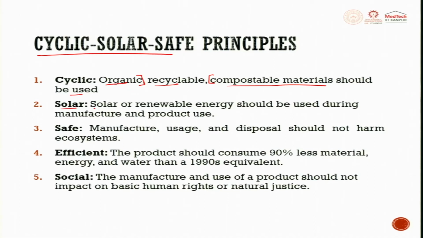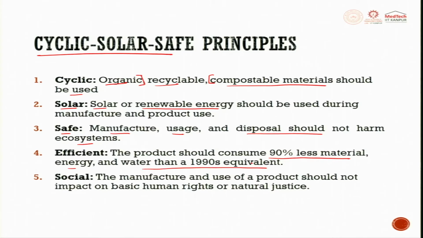Solar means a renewable source of energy could be used. If there is a building, like I said, we can design a facility that has to be air conditioned. Air conditioning generally could not be taken care of by solar, but the general lighting system can definitely have solar charging. Then safe, that is, manufacture, usage and disposal should not harm the ecosystems. Efficient systems, the product should consume 90% less material, energy and water than its 1990s equivalent.